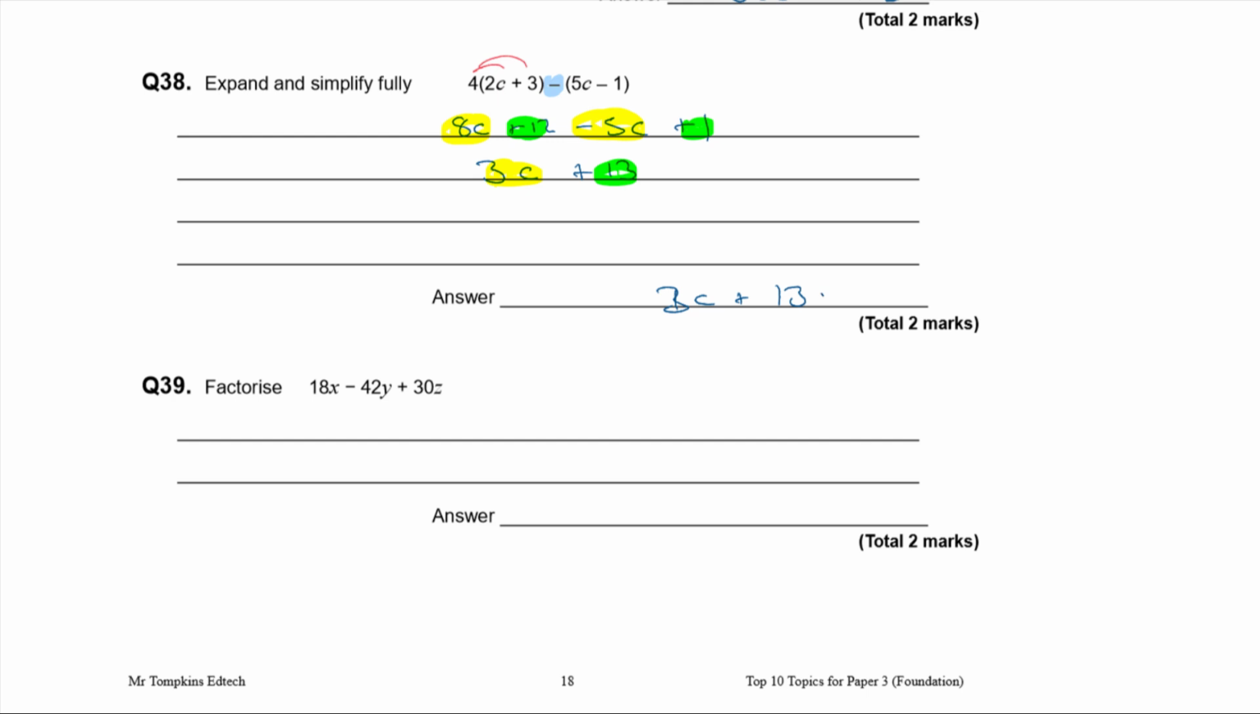Right, then I've got factorise 18x minus 42y plus 30z. And I've got 3 terms here, but they're all multiples of 6, aren't they? So if I take 6 out as a common term, then 6 times what is 18x is going to be 3x. 6 times what is minus 42y, it's going to be minus 7y. And 6 times what is 30z is going to be 5z. Okay, so that's what I'm going to get. 6 lots of 3x minus 7y plus 5z.